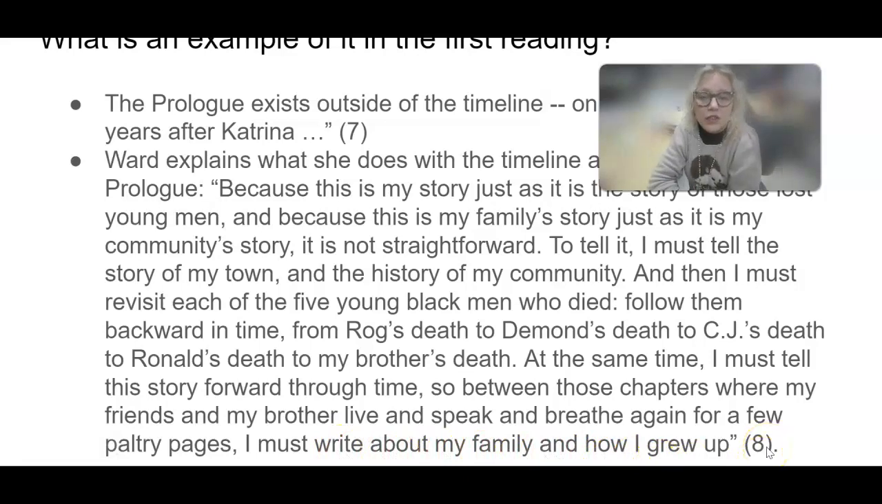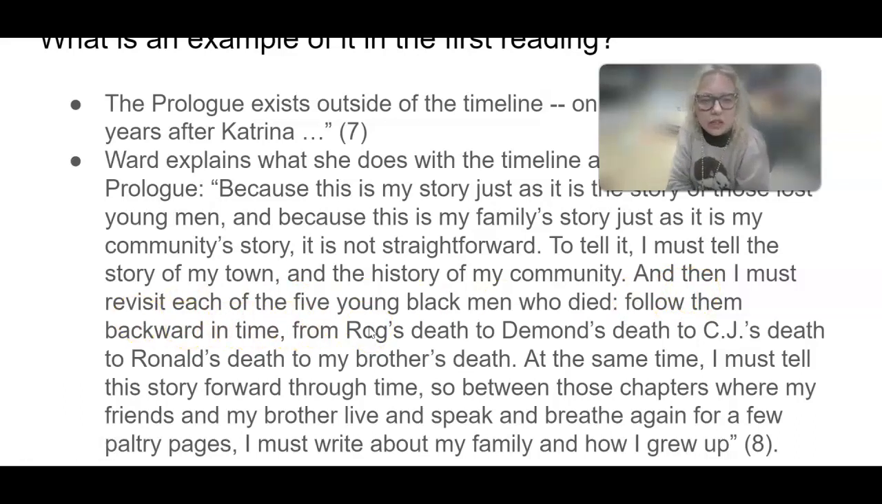So she tells us right there why she's doing it. It's because it's not a straightforward story. And so she's telling it in a way that is also not straightforward, right? And she's telling us that it's the story not just of these men who she's lost, but the story of her town and the history of her community. And then she says she has to follow the men who died backward in time.